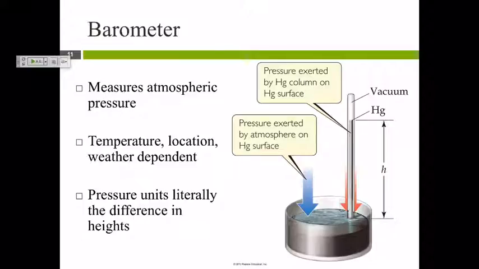So think about it for a sec. Talk to your group. Why does mercury go up this tube?